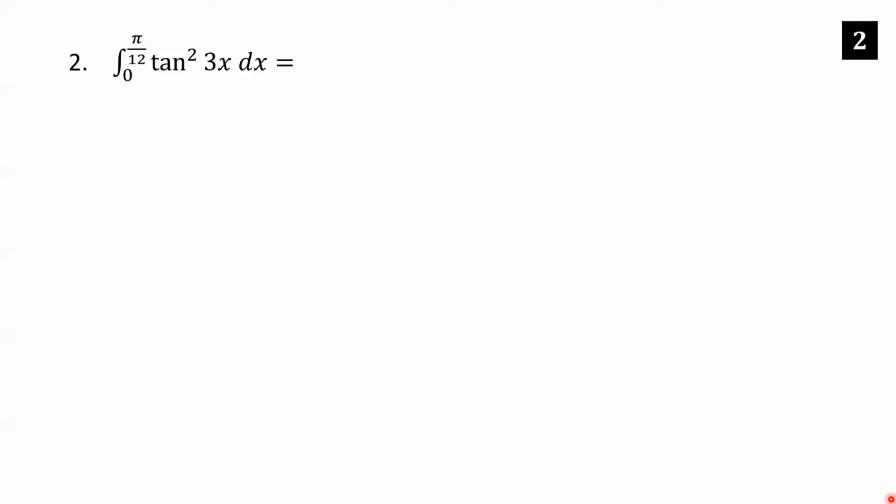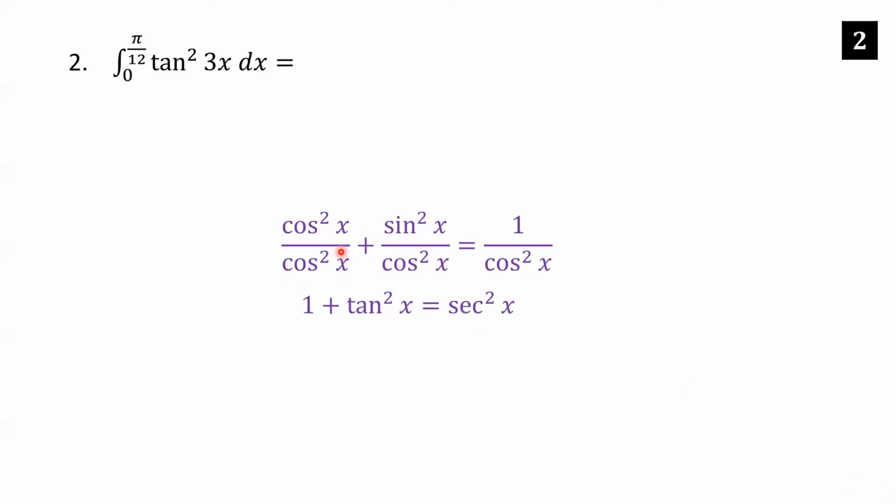So I always start with the one I remember, which is cosine squared x plus sine squared x equals 1. And then I divide through by cosine squared x, right? And we get cosine squared x over cosine squared x is 1. Sine squared x over cosine squared x is tan squared x. And 1 over cosine squared x is secant squared x. This gives us the relationship between tangent squared and secant squared.